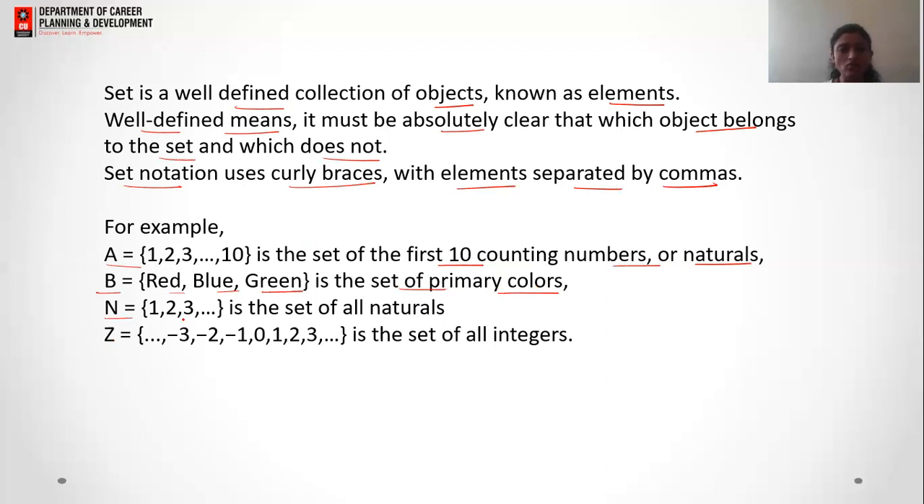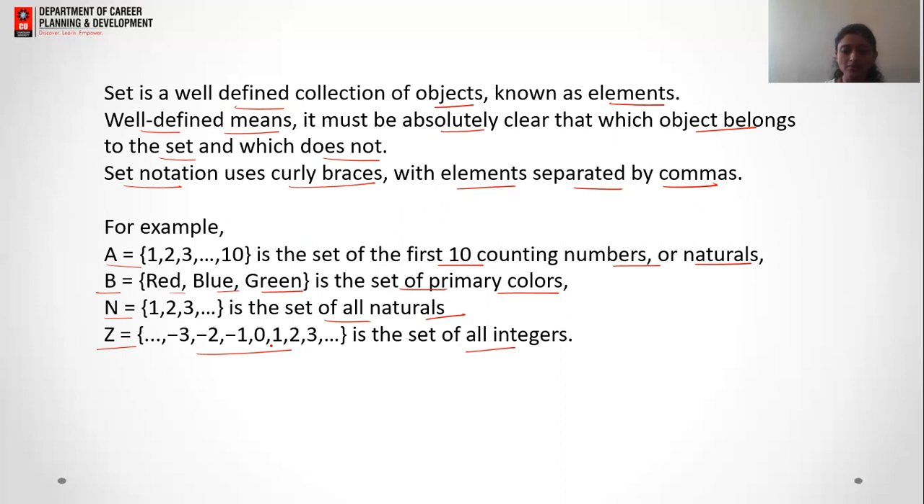Next is N, 1, 2, 3 and so on, which means this is the set of all the natural numbers. And Z is the set of integers. What are integers? Starting from negative infinity up to positive infinity. This is the set of all integers. So a set which contains negative values, 0 as well as positive values is known as the set of integers.